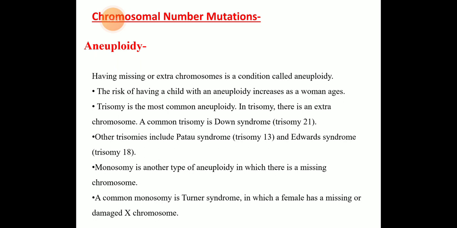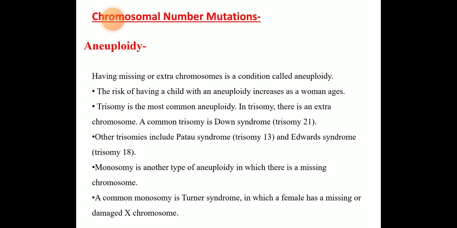A common trisomy is Down syndrome, also called trisomy 21. Other trisomies include Patau syndrome, called trisomy 13, and Edwards syndrome, also called trisomy 18. Monosomy is another type of aneuploidy in which there is a missing chromosome. A common monosomy is Turner syndrome, in which a female has a missing or damaged X chromosome. So this is all about aneuploidy.